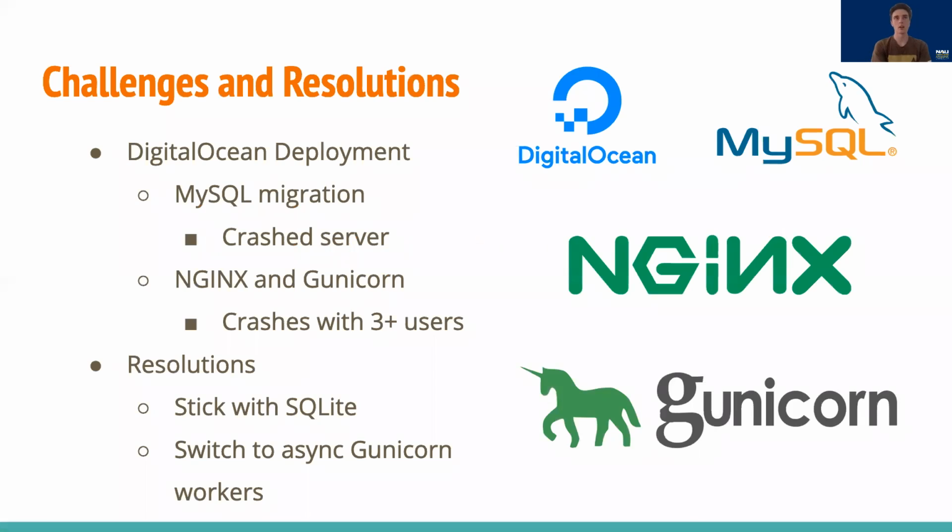So some of the main challenges that we have faced have really just been with DigitalOcean deployment. DigitalOcean is essentially a service that allows you to buy a little virtual machine that you can use as a server and deploy whatever application you want. And so that's what we're using to deploy our Flask application. And some of the problems that we've specifically had has involved MySQL, Nginx, and Gunicorn.